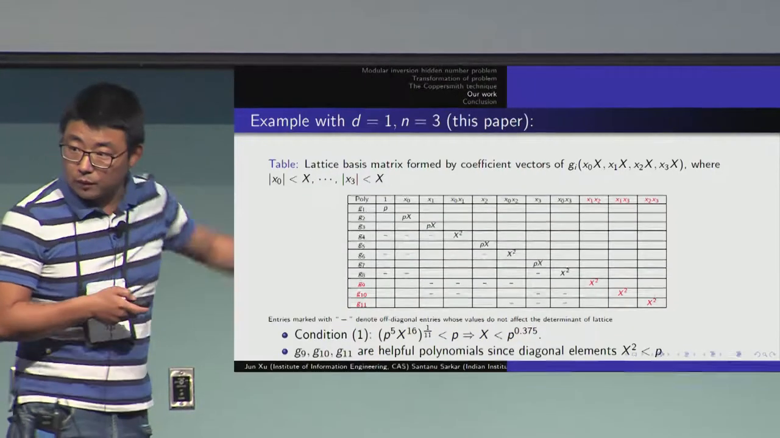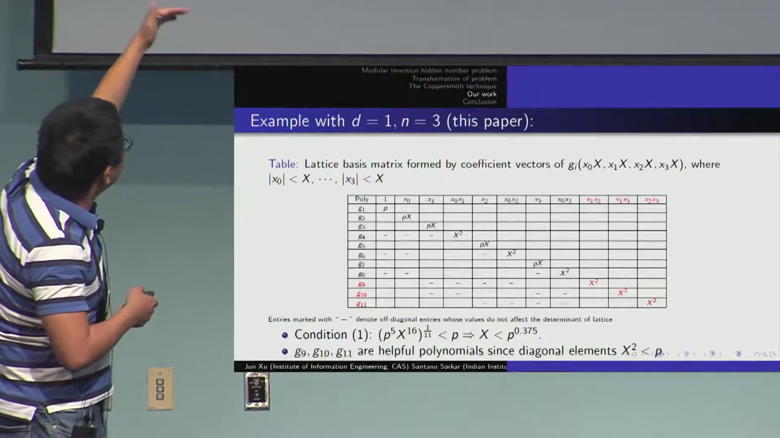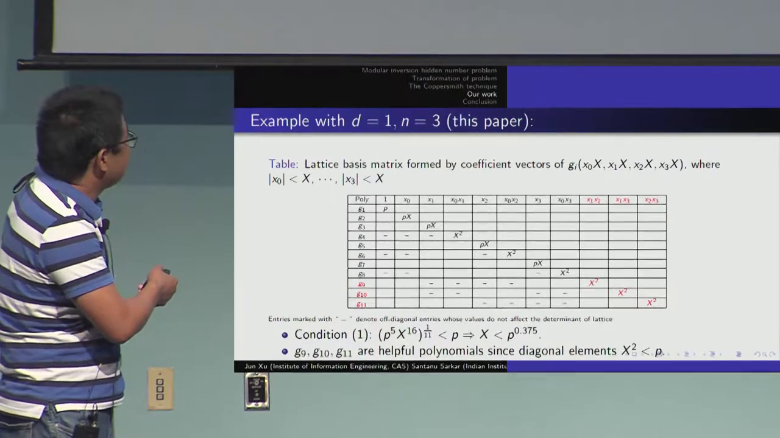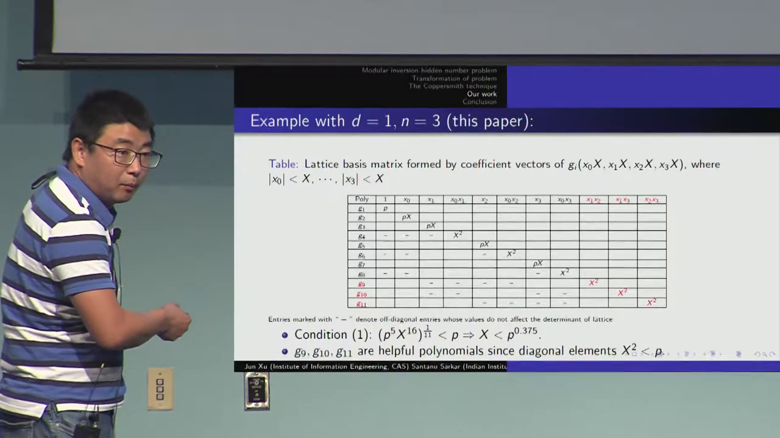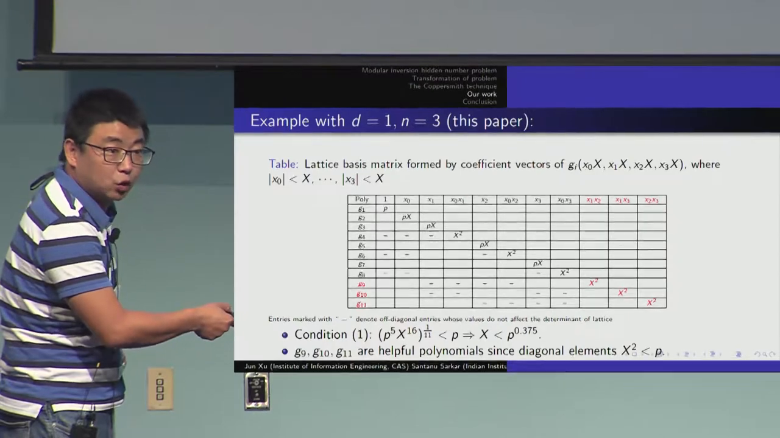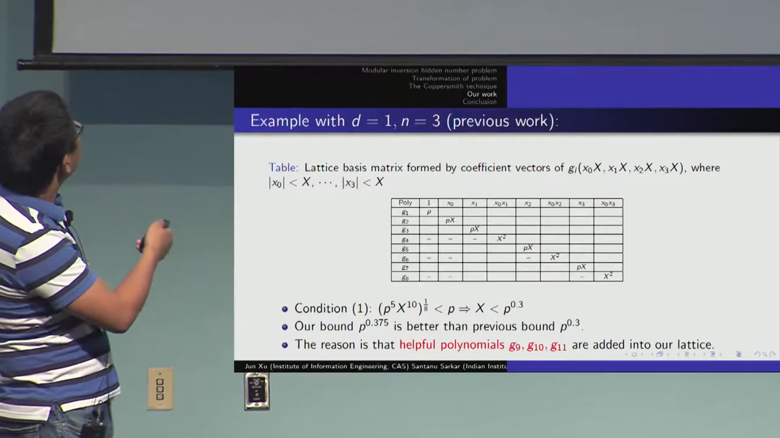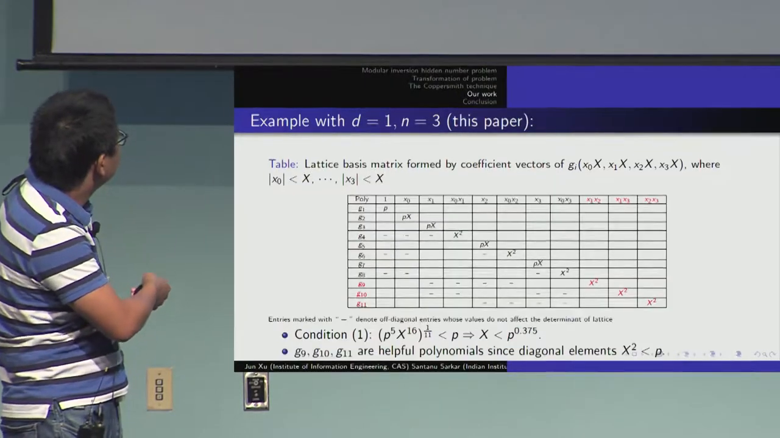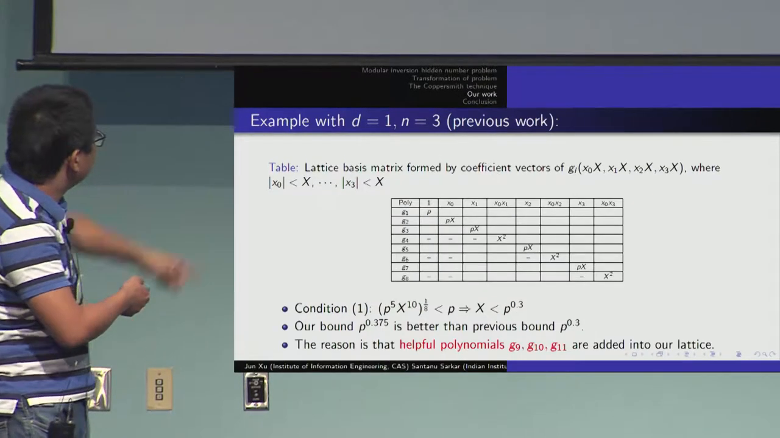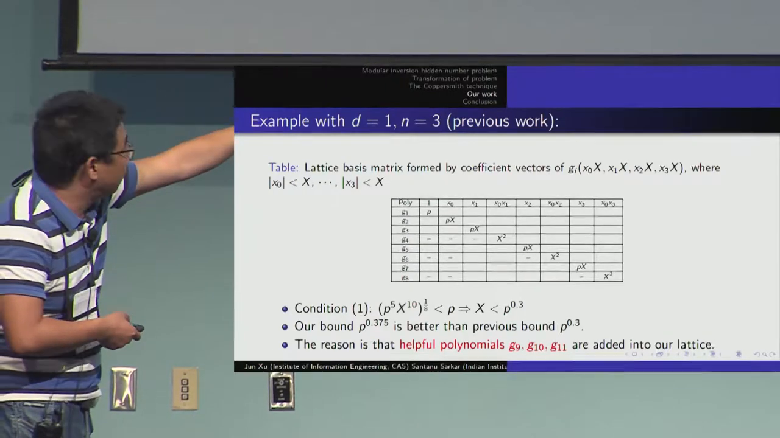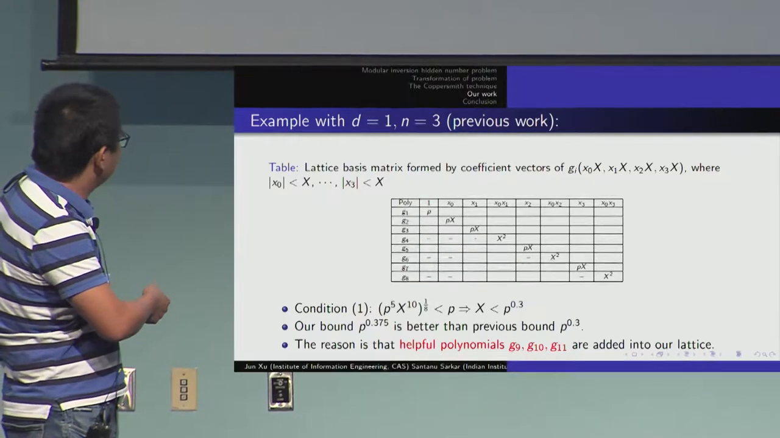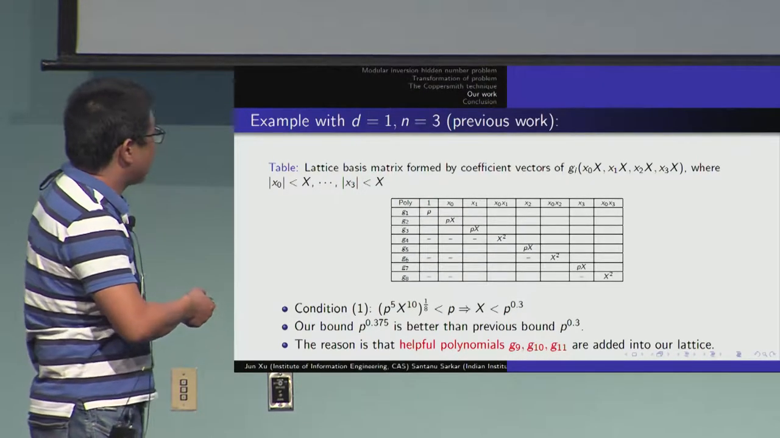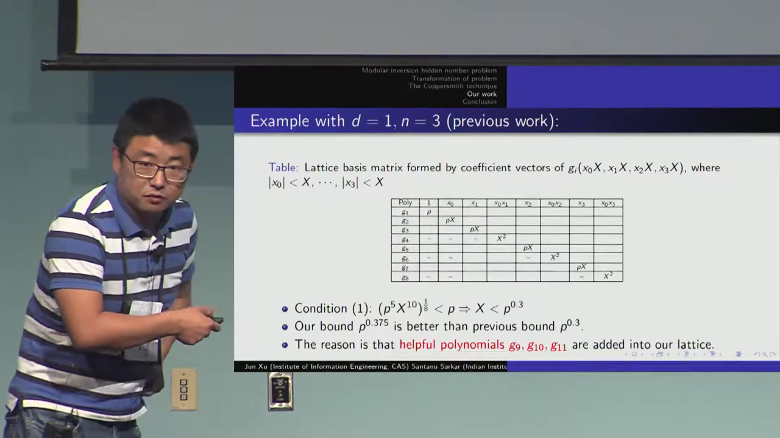So we can give an example. This is the triangle lattice. We can choose the 11 polynomials, where G9, G10, G11 are Helmholtz polynomials because their diagonal is smaller than P to D. Compared to the previous work, he just chose the 8 polynomials. He didn't choose G9, G10, G11. So his bound is P to 1.3, but the new bound is P to 1.375. So the new bound is better than the old bound. The reason is Helmholtz polynomials are anti my lattice, our lattice, sorry.